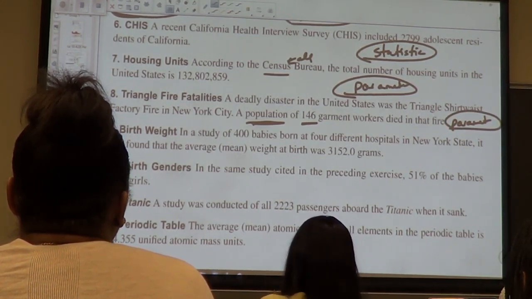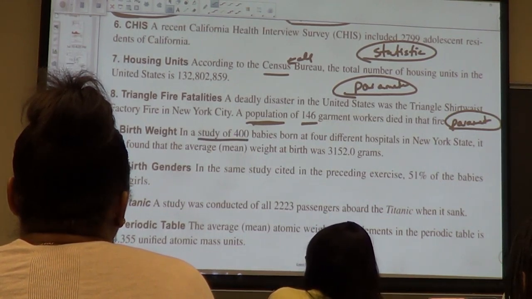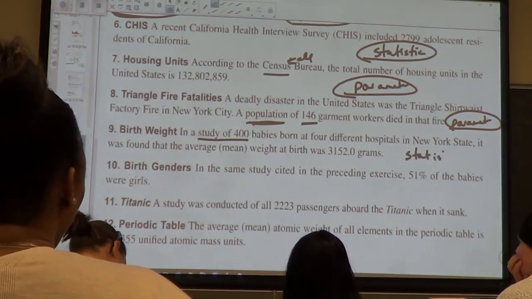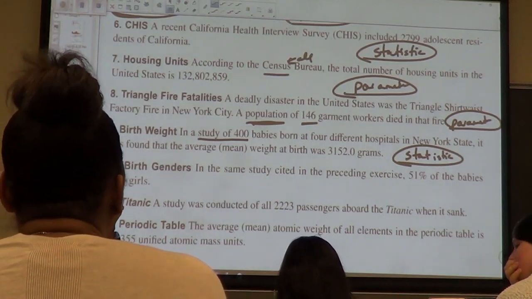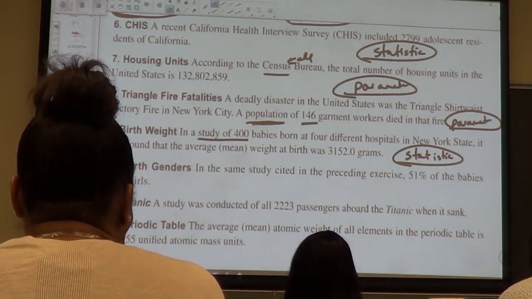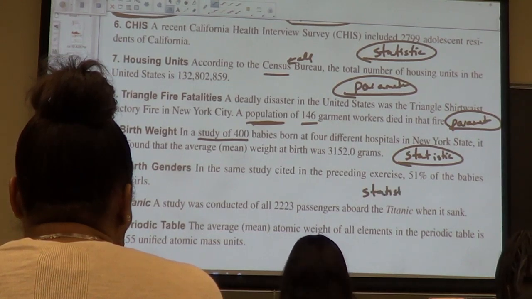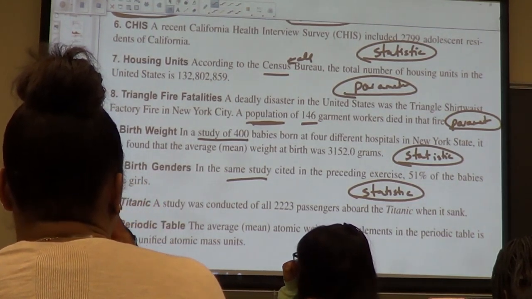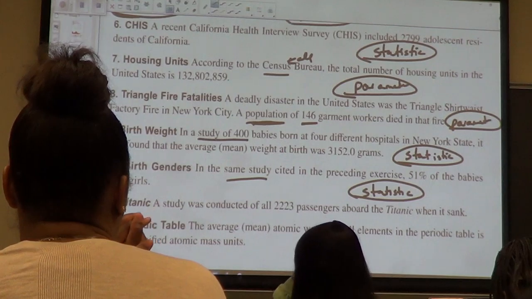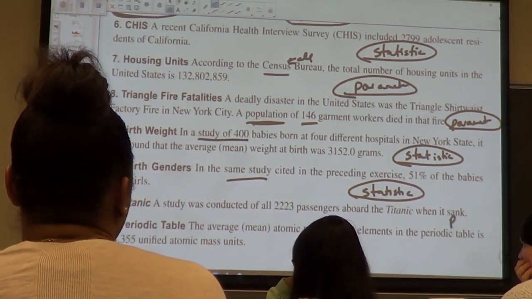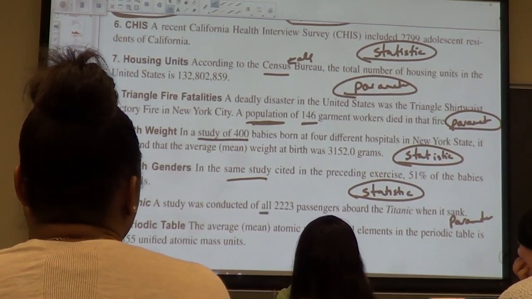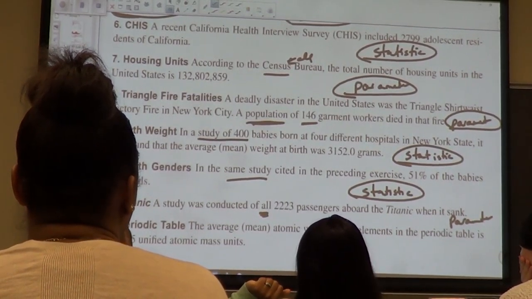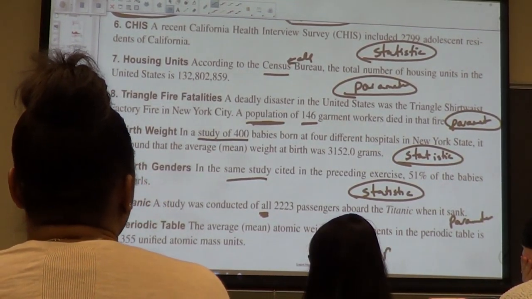John, what about number 9? Statistic. We did a study of 400 babies, so we're not talking about every baby, we're talking about a few babies. So that one's going to be a statistic. Kiana, what about number 10? Statistic. Good. In the same study, so we're still doing those 400 babies. We're looking at all the passengers on the Titanic. So that's population. Quentin. Right. That one is a parameter as well.